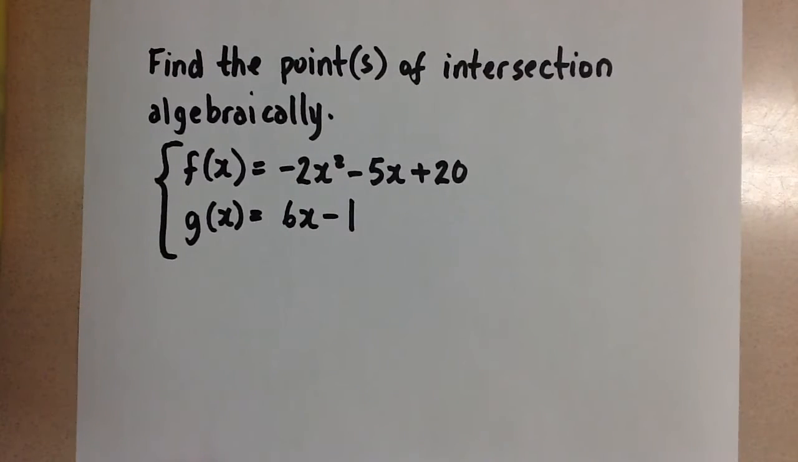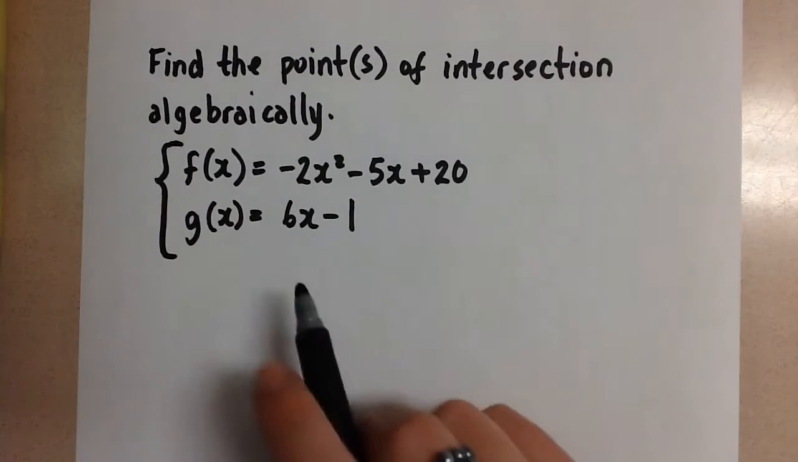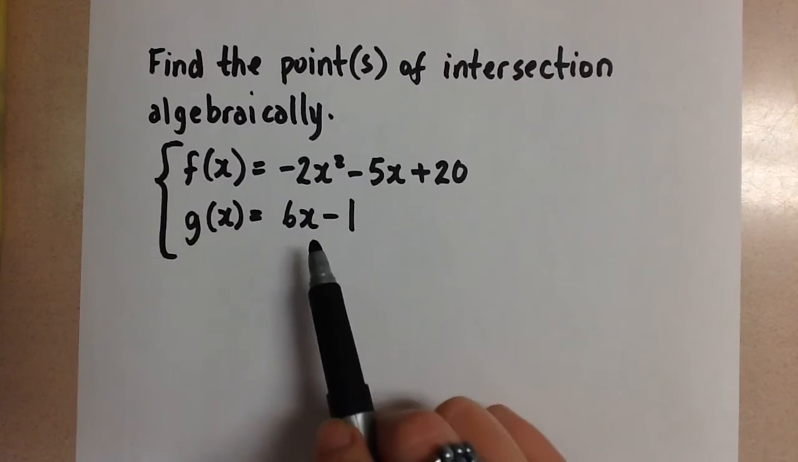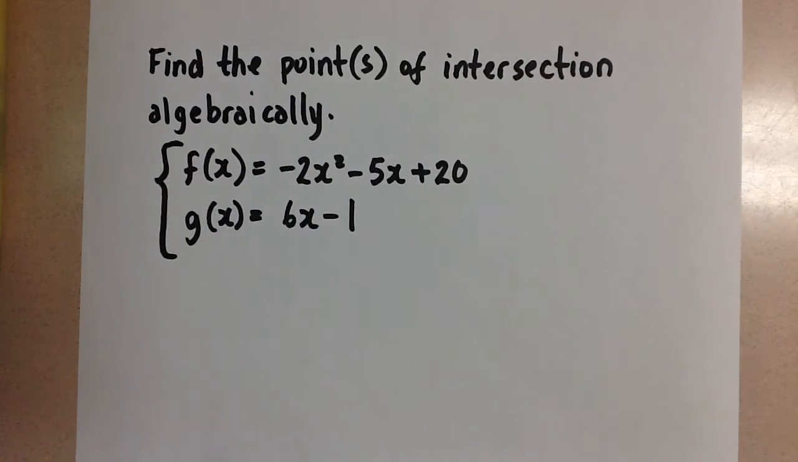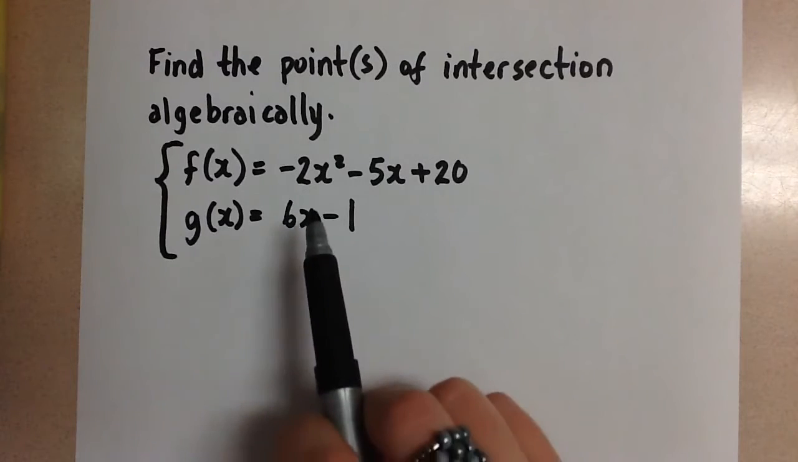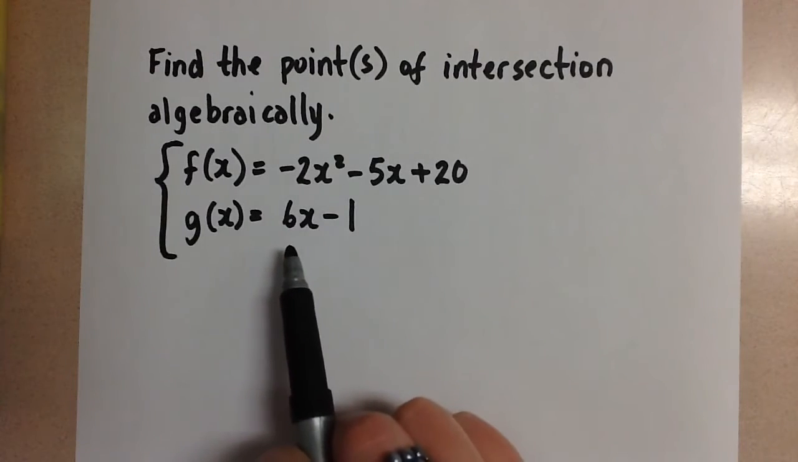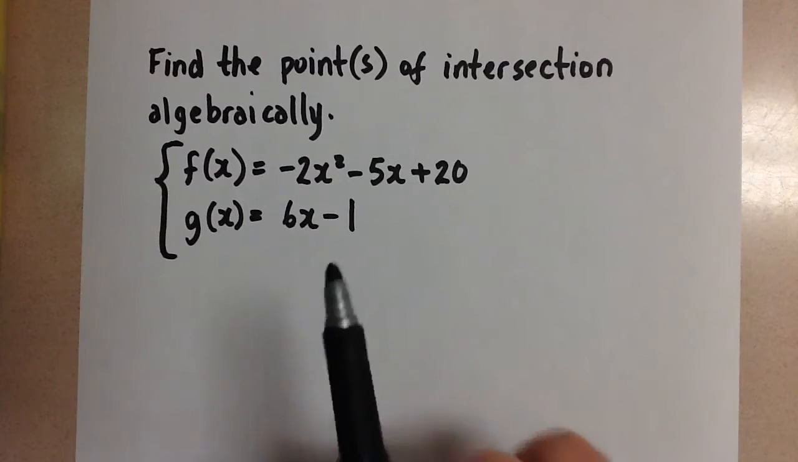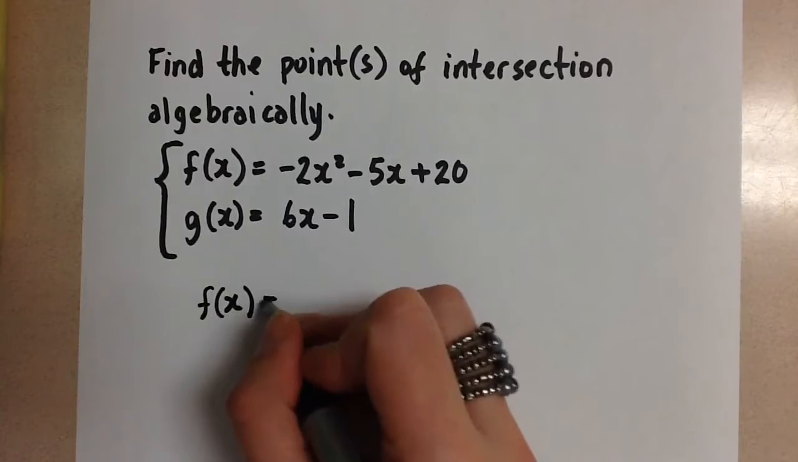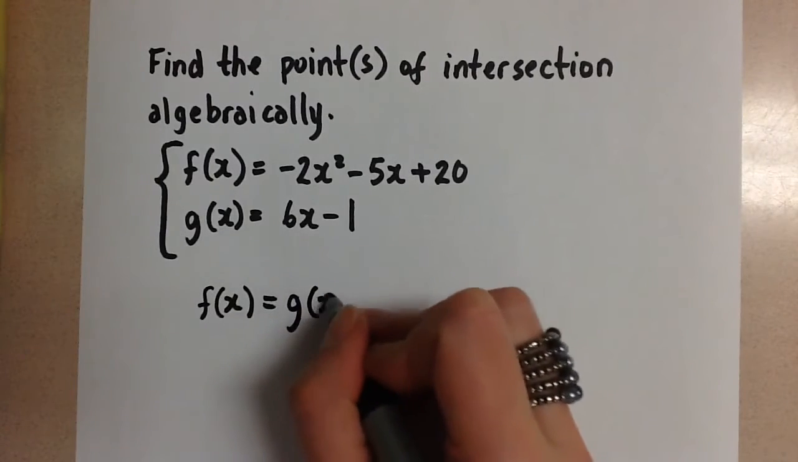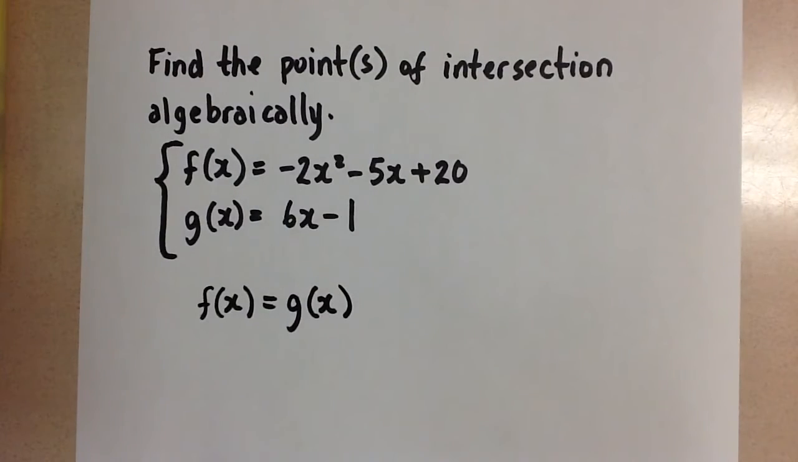We are going to solve the system of equations that has a quadratic function and a linear function algebraically. So we're going to use substitution to do this. We start off by letting f of x equal g of x so that we can solve for the values of x that would satisfy this equation.